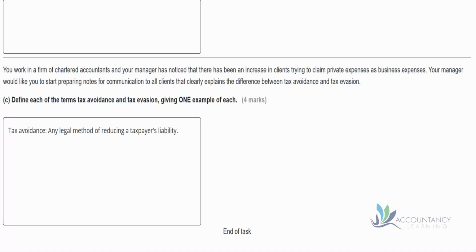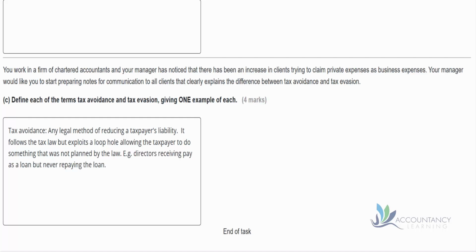So tax avoidance is any legal method of reducing a taxpayer's liability. So typically we would be following the tax legislation, but in a way that's not intended by the rules. So we're trying to find some sort of loophole. So it's legal, but not what was planned by the tax legislation. So the question asks us for an example. So an example of that would be directors receiving their pay in the form of a loan, but never repaying the loan.